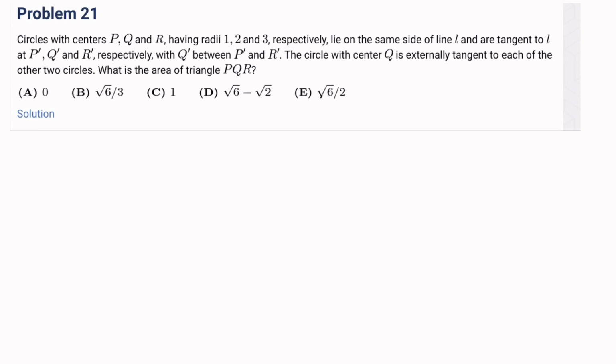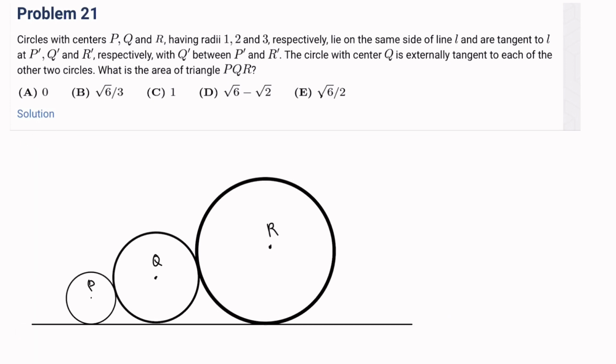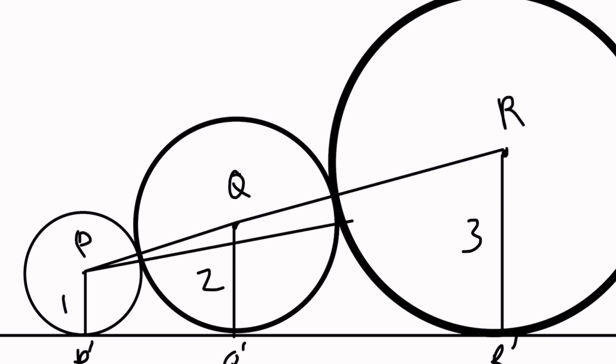Okay, so let's draw a diagram of this. So these would be the circles, and since they have radii 1, 2, and 3, this would be 1, this much would be 2, and this much would be 3, right? And they are lying on the same side of line L, and they are tangent to L at P prime, Q prime, and R prime respectively. And what is the area of triangle PQR? Okay, so we want to find the area of the triangle that is connected from P to Q, and from Q to R, and from P to R.